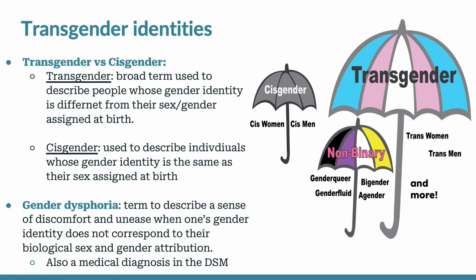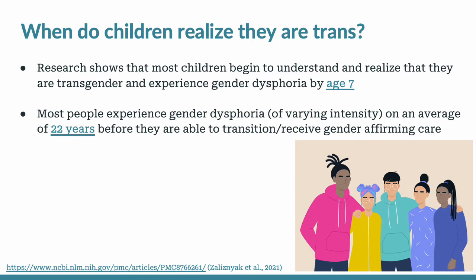Gender dysphoria is also a diagnosis used in the DSM, but the diagnosis is different than the general term to describe the feeling of dysphoria for gender diverse people. So thinking about gender diversity in the context of development, when do children realize they are trans? In a recent study, it was found that most children begin to understand and realize that they are transgender and/or experience gender dysphoria by age 7.